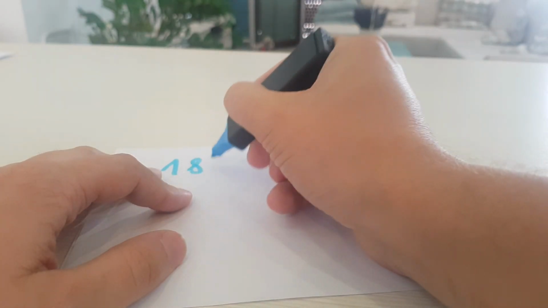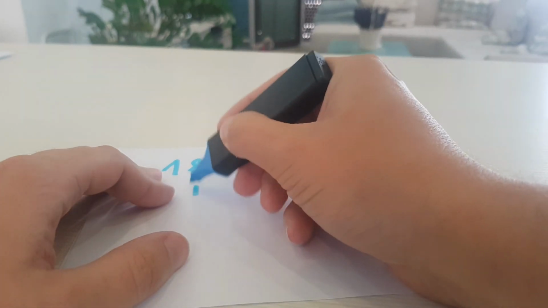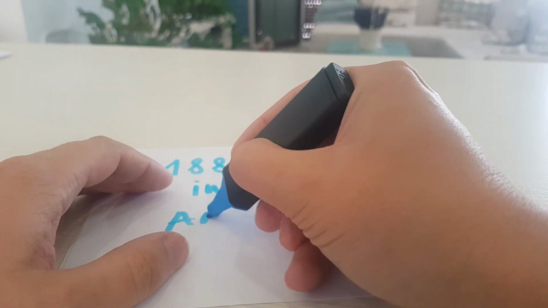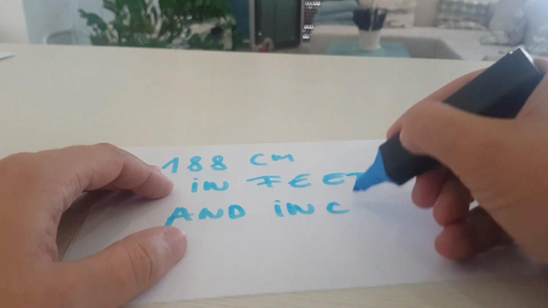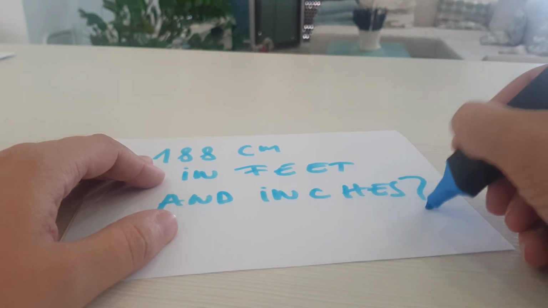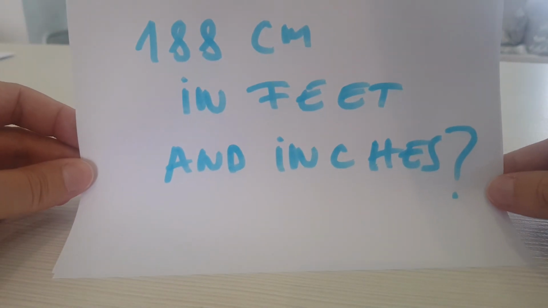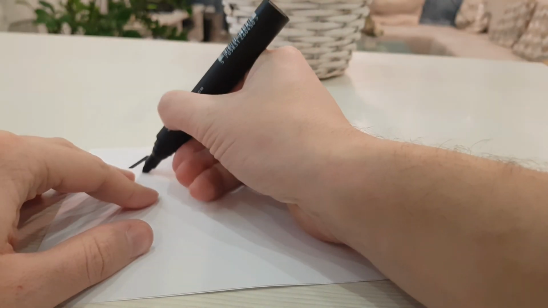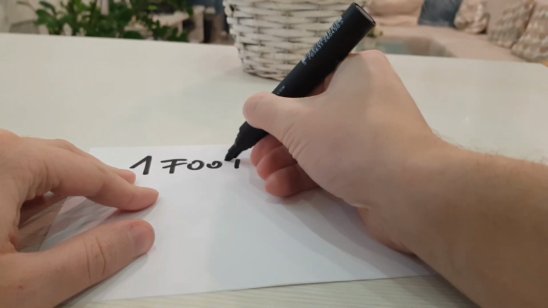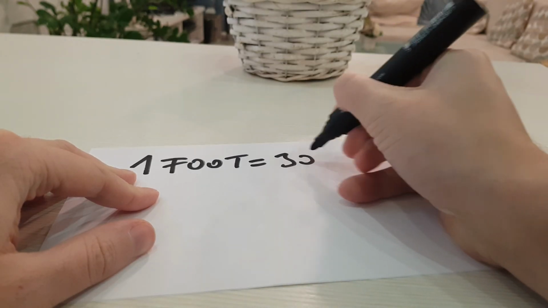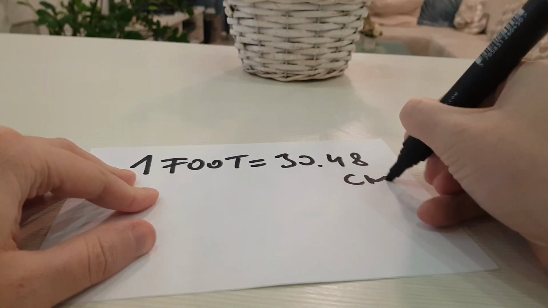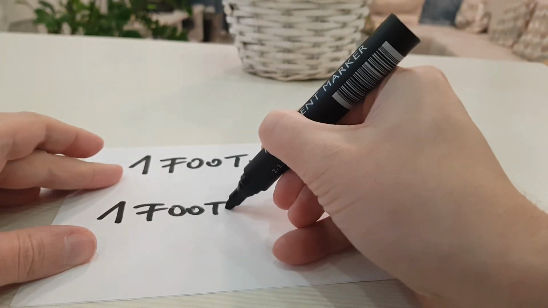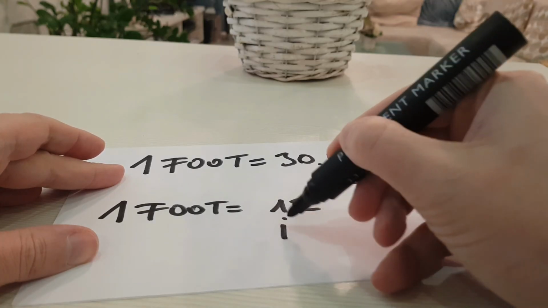In this video, I will show you how to convert 188 cm to feet and inches. Here is the formula: 1 foot equals 30.48 cm, and 1 foot equals 12 inches.